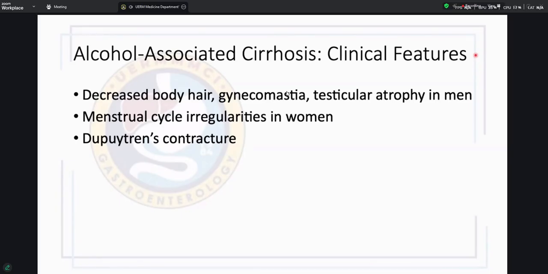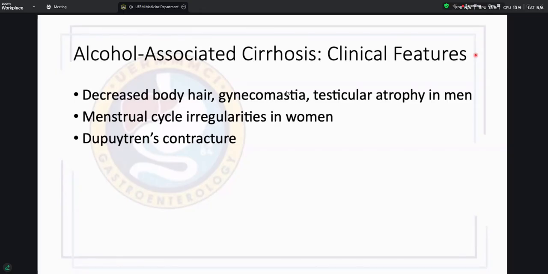Women with alcohol-associated cirrhosis also have menstrual cycle irregularities because chronic alcohol use directly impairs ovarian function and disrupts pituitary release of luteinizing hormone and follicle-stimulating hormone.